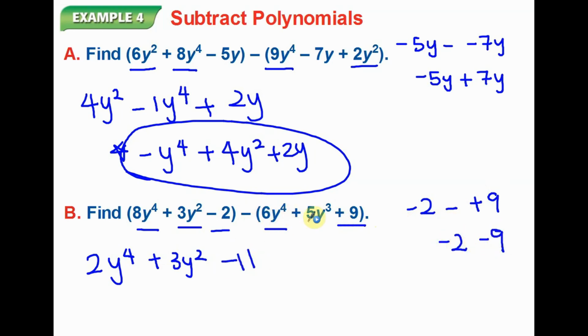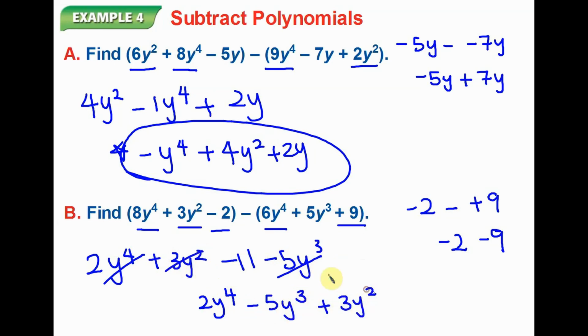The terms that you haven't done yet, that's why I like to underline or cross out the terms that I have done, so that I don't forget or leave anything out. This time you will just have negative 5y cubed. Let's rearrange them so it will look a little bit nicer in standard form. So 2y to the fourth power, and then I will write negative 5y cubed, the third one, plus 3y squared minus 11 will be my answer.